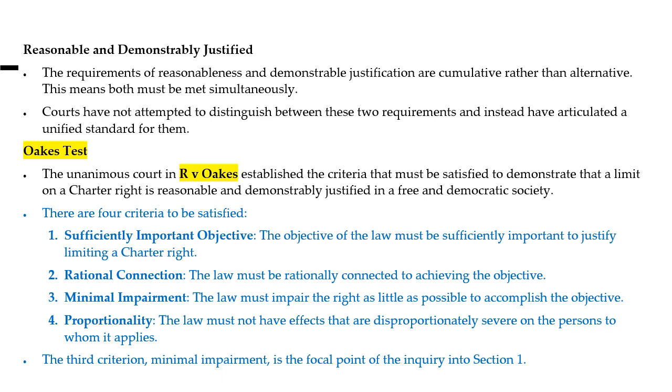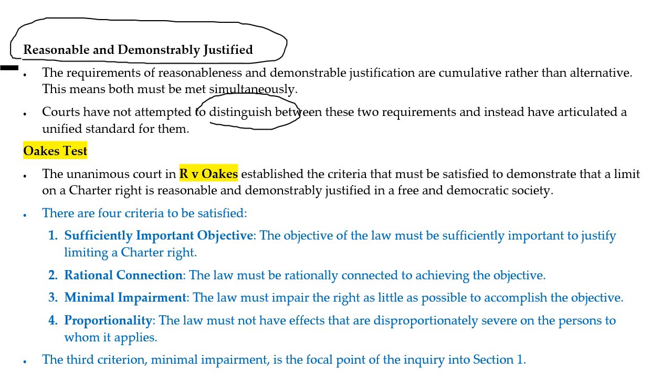Reasonable and demonstrably justified. The requirements of reasonable and demonstrable justification are cumulative rather than alternative. These both go simultaneously. Courts have not attempted to distinguish these two requirements. Instead, they said that this is one unique, unified, blended standard. So both things have to be justified.